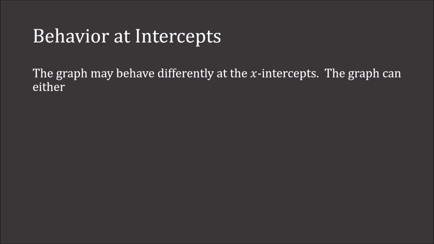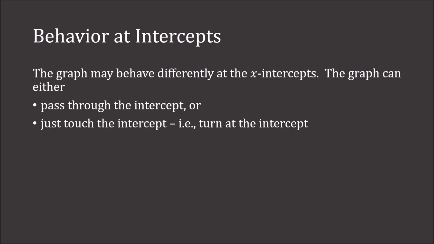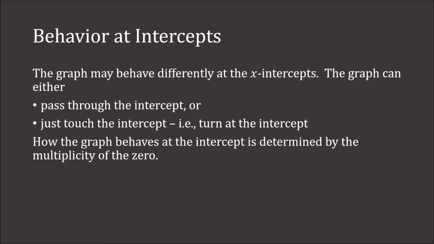So now we have to examine the behavior at the intercepts. The graph may behave differently at the different x-intercepts. So there are two possibilities. The graph can either pass right through the intercept or just touch the intercept. That is, it'll turn at the intercept. So the intercept is a turning point. How the graph behaves at the intercept is determined by the multiplicity of the 0.